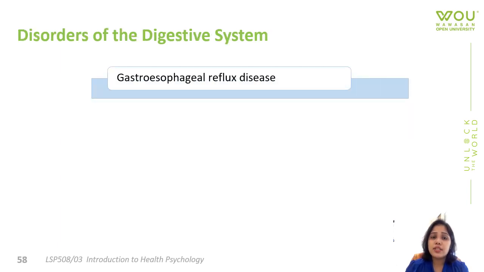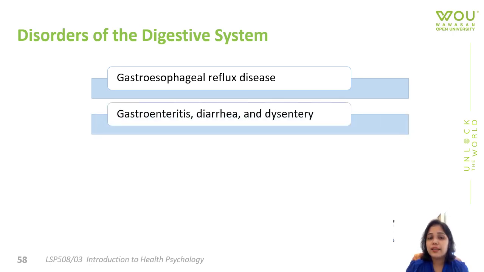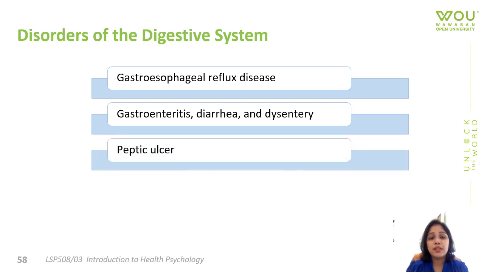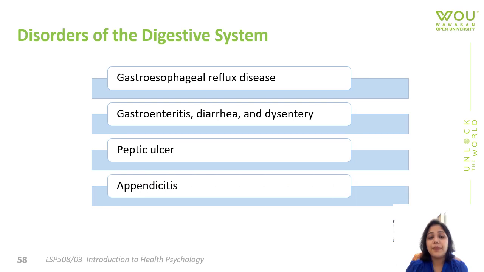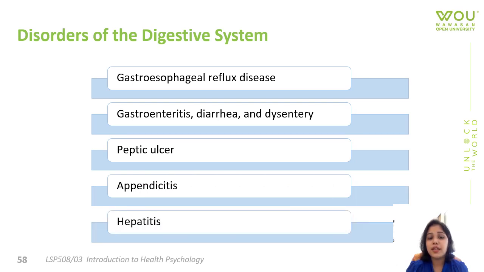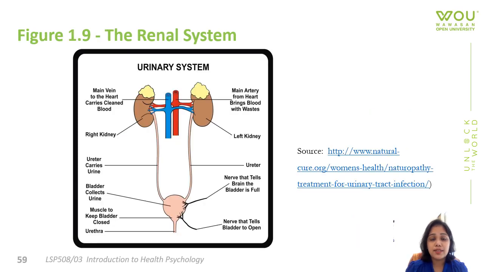Some of the disorders of the digestive system include gastroesophageal reflux disease, gastroenteritis, diarrhea and dysentery, peptic ulcers, appendicitis, as well as hepatitis. So these are some of the disorders of the digestive system.